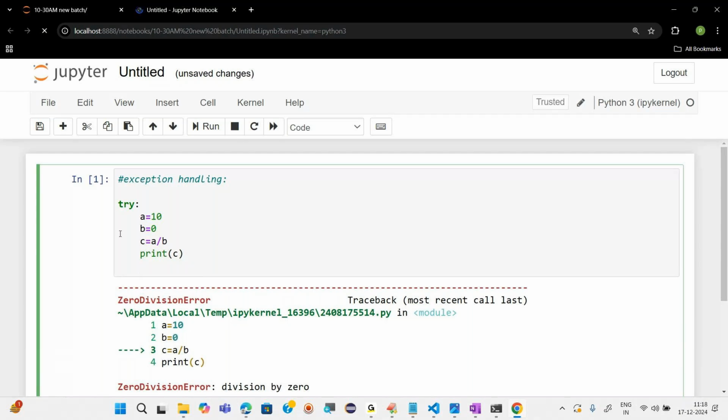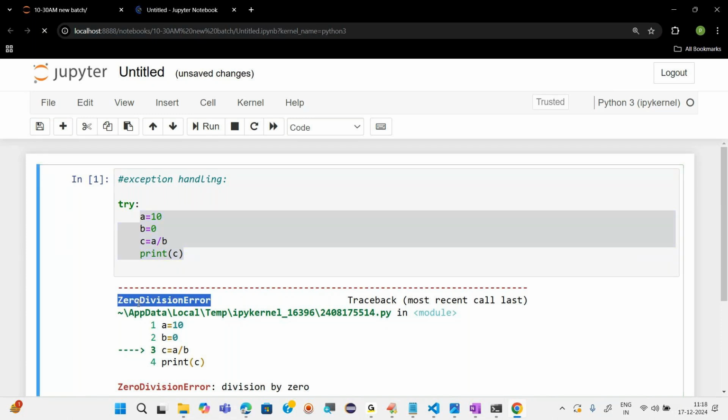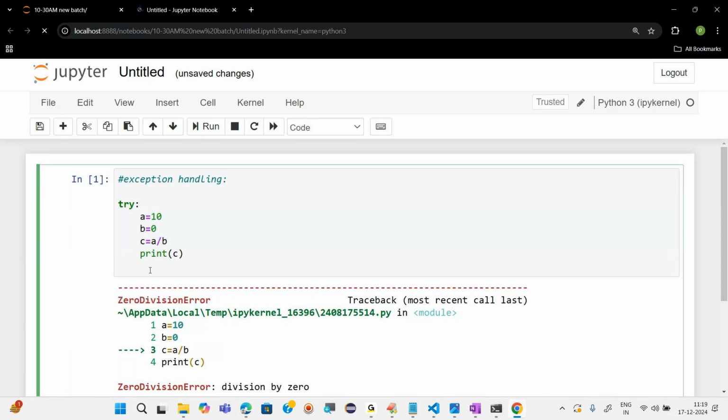But for now, try to understand. This is a simple program. I have taken two variables with values 10 and 0. I am trying to divide 10 by 0. Obviously, it is not possible. That's why it is giving zero division error, right? When we handle this type of thing using exception handling, that is what makes Python one of the robust programming languages. Am I clear with this?